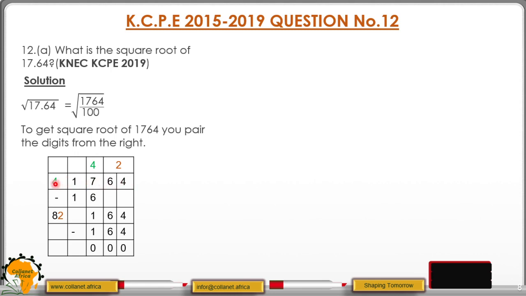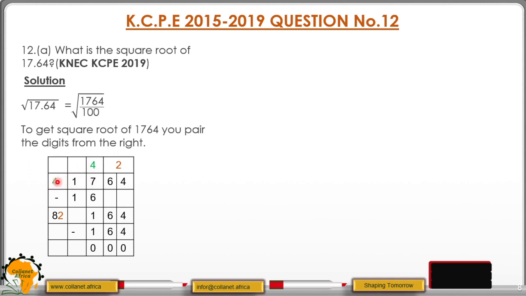Then you look for a number that, if you square it, will give you 17, or something slightly below 17. If you put a 3 here and a 3 there, it will be 9, but 9 is very low. It's not nearer to 17. If you put 5 here, you have to put 5 there, it will be 25. So 5 will be beyond 17. Therefore, we are left with 4.